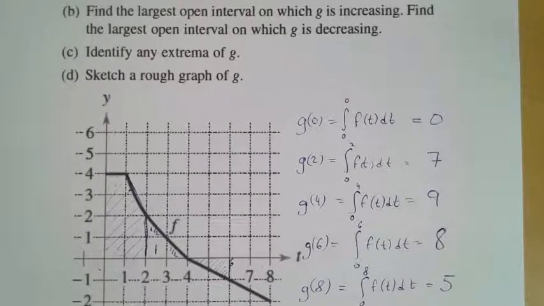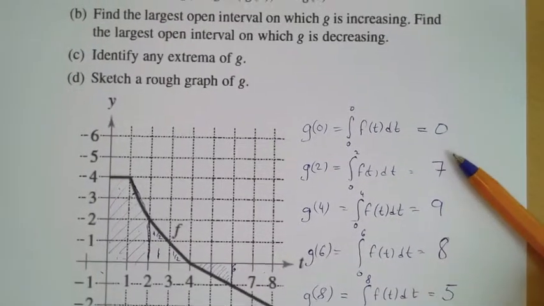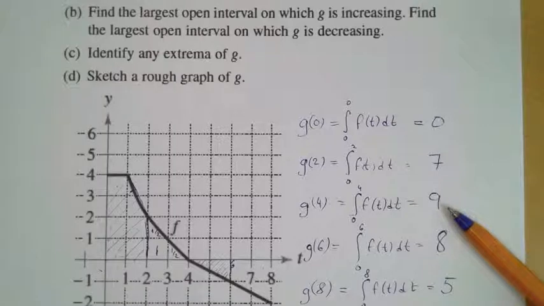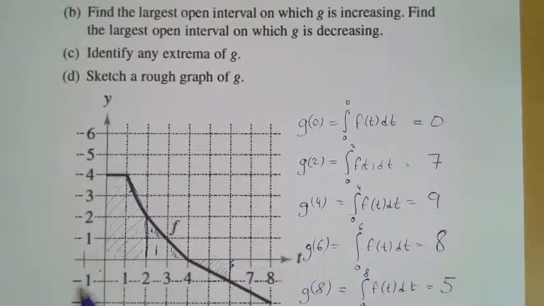Question B. Find the largest open interval on which g is increasing. Find the largest open interval on which g is decreasing. Well, we have a good hint here about what happens. g is increasing, and from here, g is decreasing. So where is the crucial point on the graph? The crucial point is x equals 4.